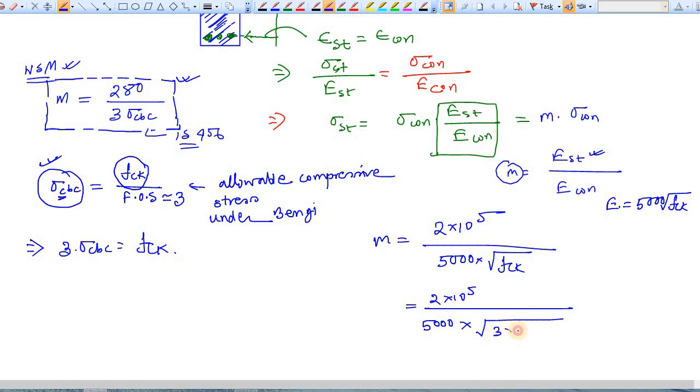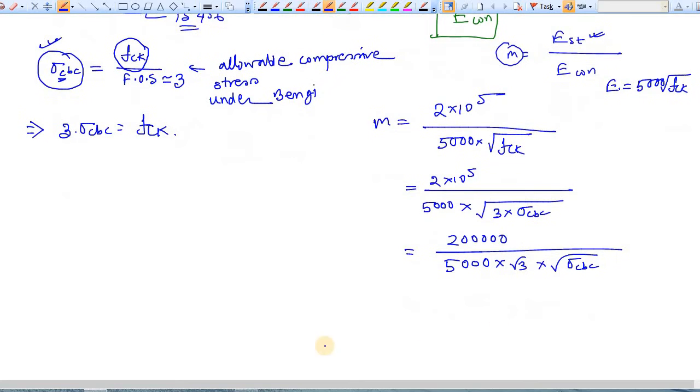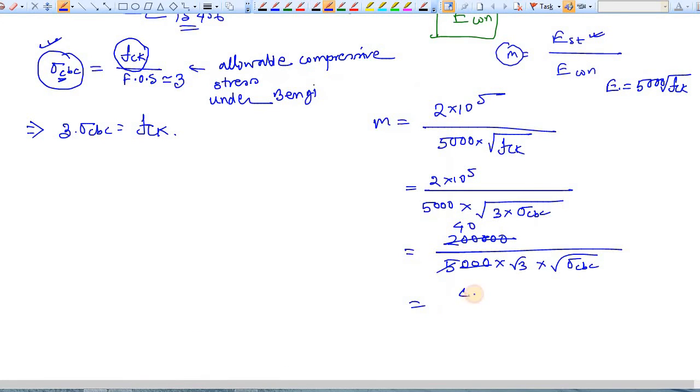that is coming as 3 times sigma_cbc. Or it is coming as 200,000 divided by 5000 times square root of 3 times sigma_cbc. Okay, let's calculate it. 5000 cancels with 200,000, leaving 40, so 40 divided by square root of 3 into square root of sigma_cbc.